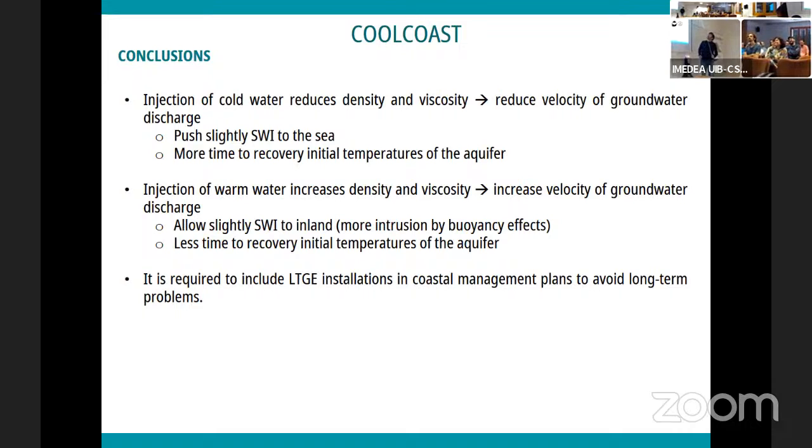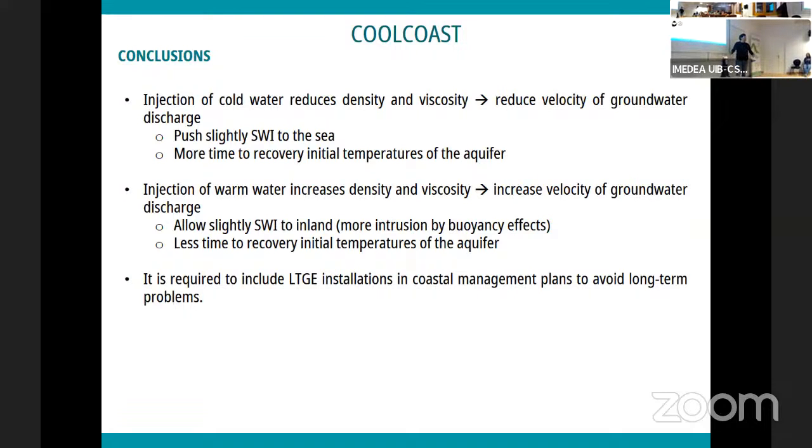As a conclusion, we can see that if we inject heat, we are pushing the seawater to the sea. And at the same time, it takes more time to recover the initial temperatures. On the opposite, when we inject cold, we are allowing the movement, because of the buoyancy, of the seawater interface to go inland. And it takes less time, more or less 100 days.